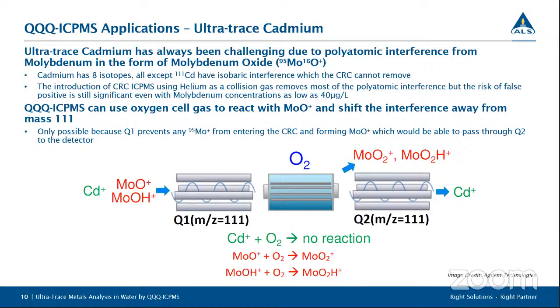Second, the molybdenum oxide that was formed in the plasma will react with oxygen in the cell and be shifted to mass 127. So you can see in the bottom there in red, the molybdenum oxide will react with oxygen to form molybdenum dioxide. And then since cadmium doesn't react with the oxygen, at least not at a detectable rate, it will pass through the cell and enter Q2, which is also set to acquire ions with mass 111.